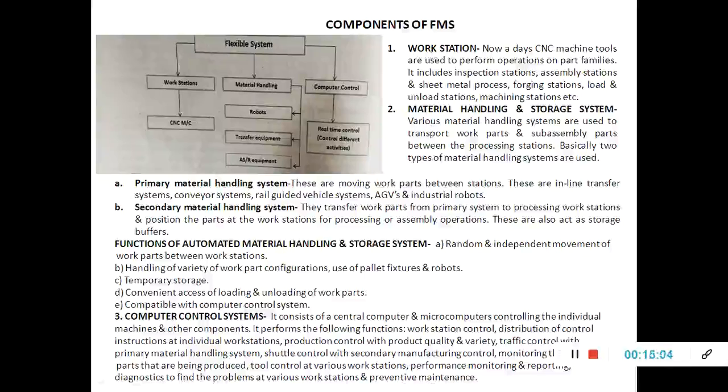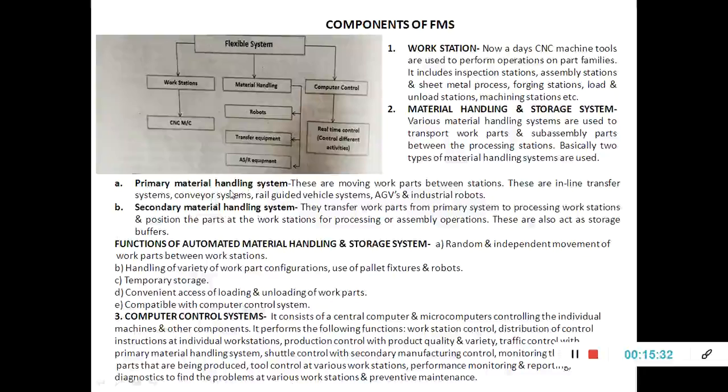Second one, material handling and storage system. Material handling and storage systems transfer the work part from one machine cell to the other machine cell, and after completion of the finished product, it is going to be stored in some place, which is known as a material handling and storage system. There are mainly two types of material handling system. One is known as a primary material handling system. Second one is known as a secondary material handling system.